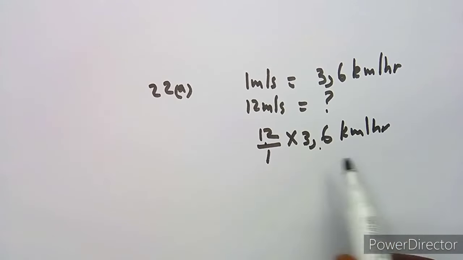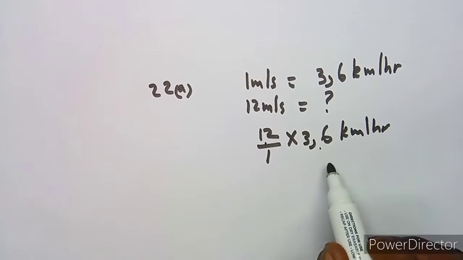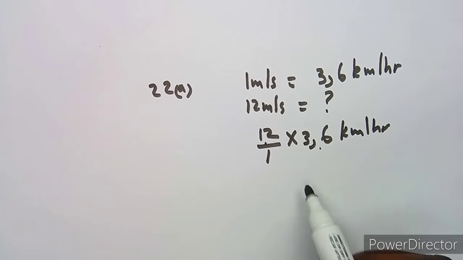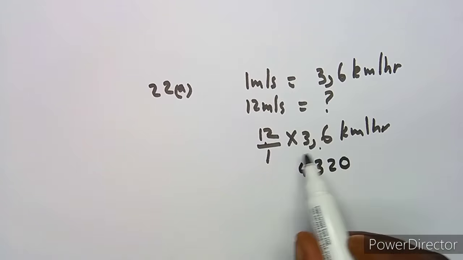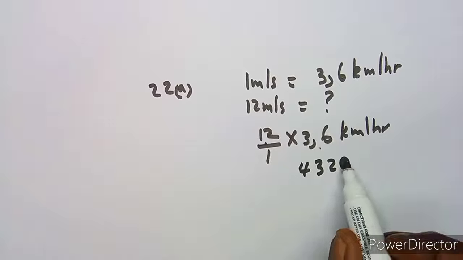So 12 times 3.6, guys, this one you just multiply properly. Remember, you neglect the decimal like 36 times 12. Multiply 36 times 12. It must give us something like 432, then 1 decimal, 43.2.